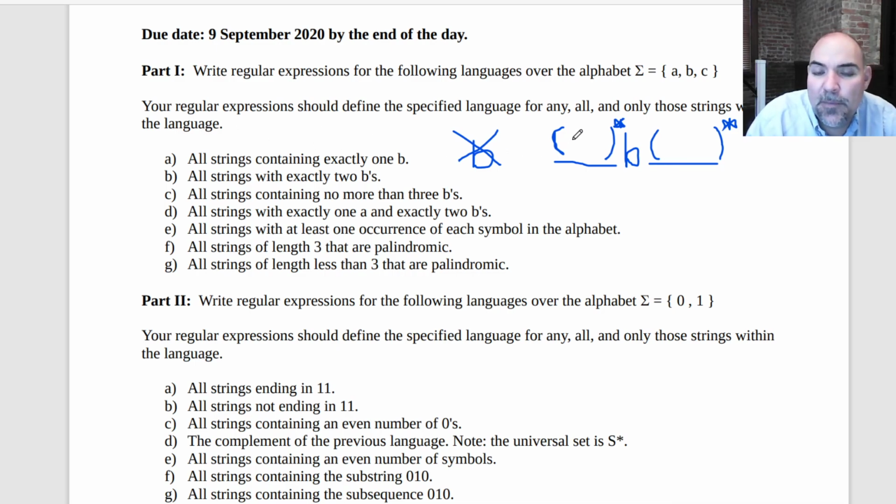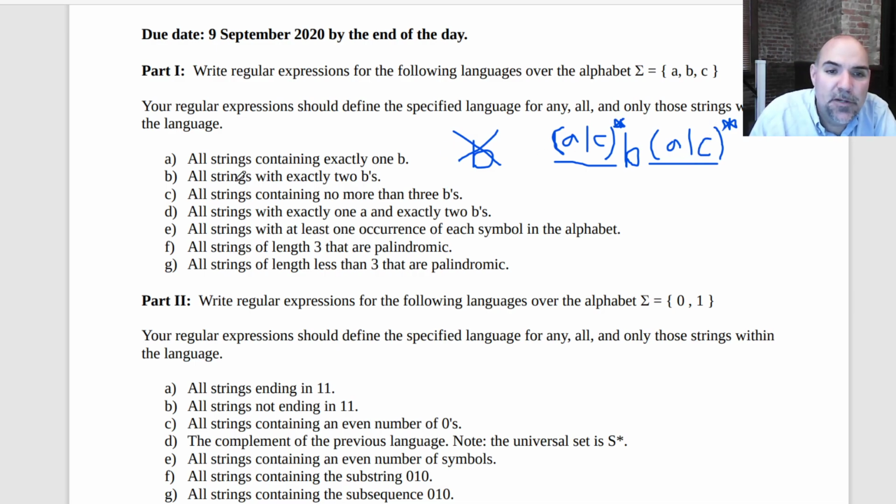Now what is this? This can be anything as long as it's not a B. Well, what is anything except a B that's part of our alphabet? This would be an A or C. And then after that would also be an A or C. So this would be an answer for part A. This will only ever produce strings that have exactly one B, and it could be any of them because we can have 0 or more A's and C's before it and 0 or more A's and C's after that.